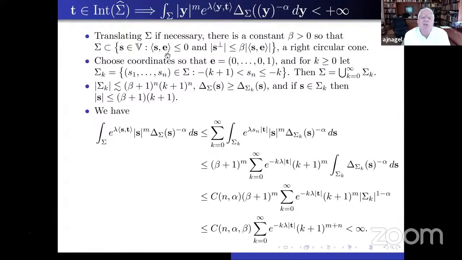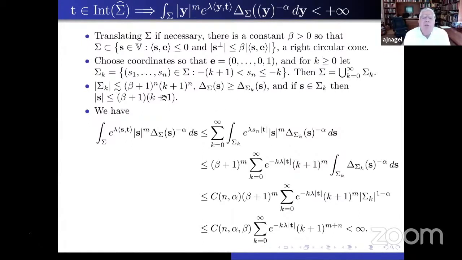T is a vector, and E is the normalization of that T. It's T divided by the length of T. And so I'm looking at a right circular cone whose axis of symmetry is in the direction of T. I then choose coordinates so that the nth coordinate is in the direction of T, and I break this set sigma up into pieces by where this nth variable is between minus k and minus k plus 1.